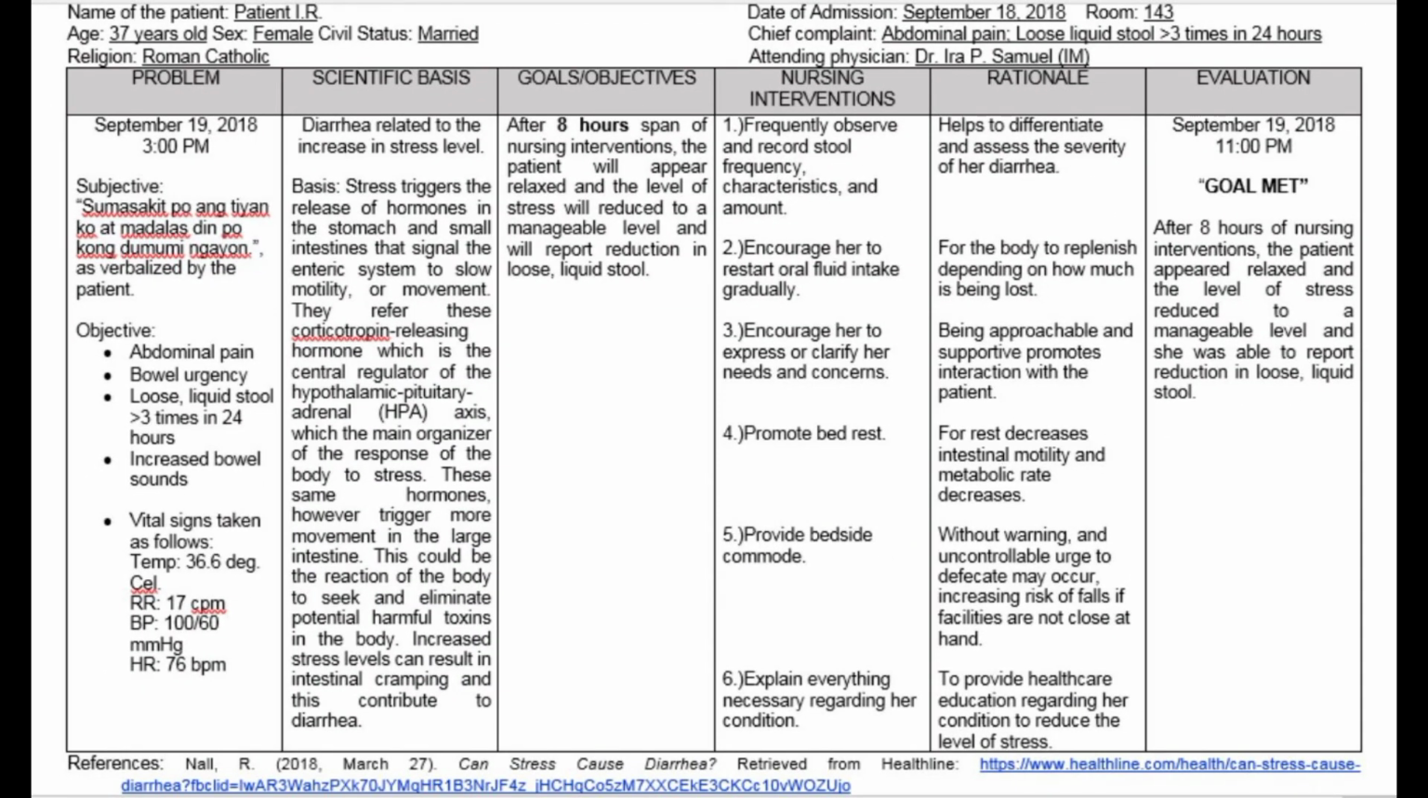Okay, now the last part of a nursing care plan is the evaluation. This is actually to determine if your interventions have been effective. In my sample, since I started September 19, 2018 at exactly 3 p.m., after 8 hours, it'll be September 19, 2018, 11 p.m. And my evaluation is that after 8 hours of nursing intervention, the patient appeared relaxed and the level of stress reduced to a manageable level. And she was able to report reduction in loose liquid stools.